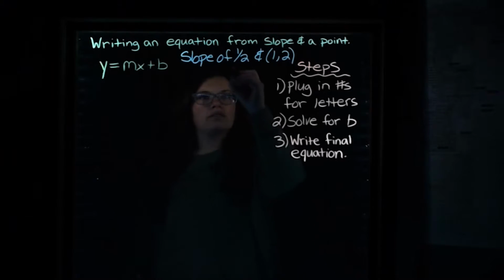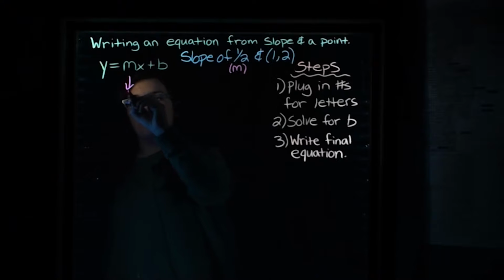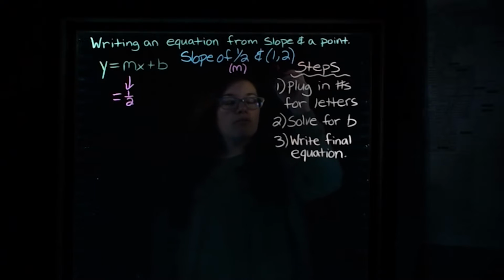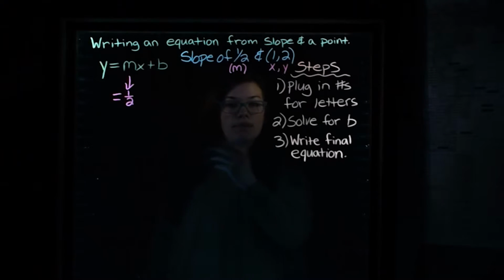First, I'm going to plug in my numbers for my letters. So I know my slope. I represent that with the m. Okay, so I can put that in the m spot right away. Let me bring down that equal sign as well. Now, I know my coordinate pair, my x always goes first and my y always goes second. So I have an x and a y in my equation. So let me go ahead and plug those in.